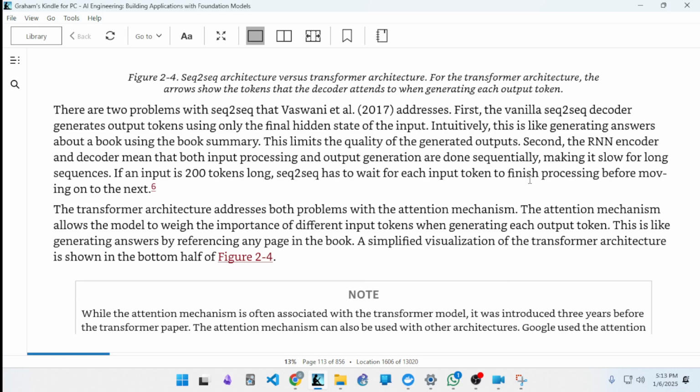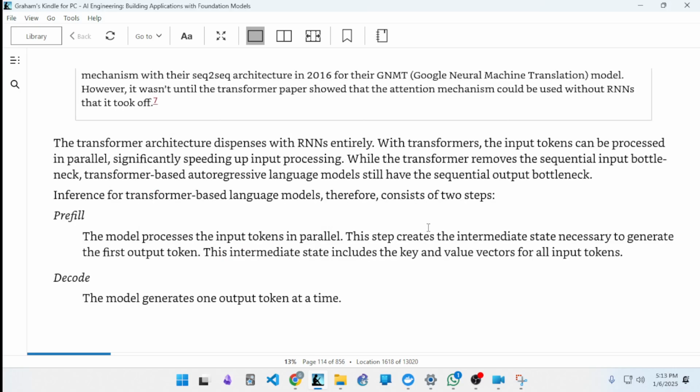Note, while the attention mechanism is often associated with the transformer model, it was introduced 3 years before the transformer paper. The attention mechanism can also be used with other architectures. Google used the attention mechanism with their seq2seq architecture in 2016 for their GNMT, Google Neural Machine Translation model. However, it wasn't until the Transformer paper showed that the attention mechanism could be used without RNNs that it took off.